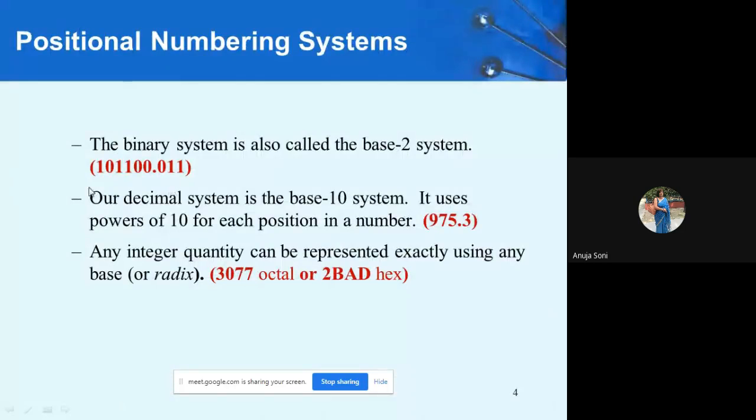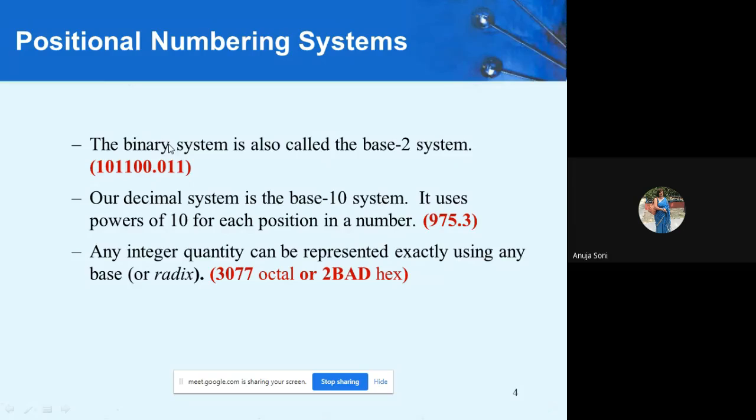Like this is a number, if we talk about 100100.011. The left part would be dealt with in the same manner. a0 would be multiplied by r to the power 0, a1 multiplied by r to the power 1, and so on. Positive powers mean we have to increase the power of r. But on the right-hand side, regarding the fractional part, you have to use the negative power of r.